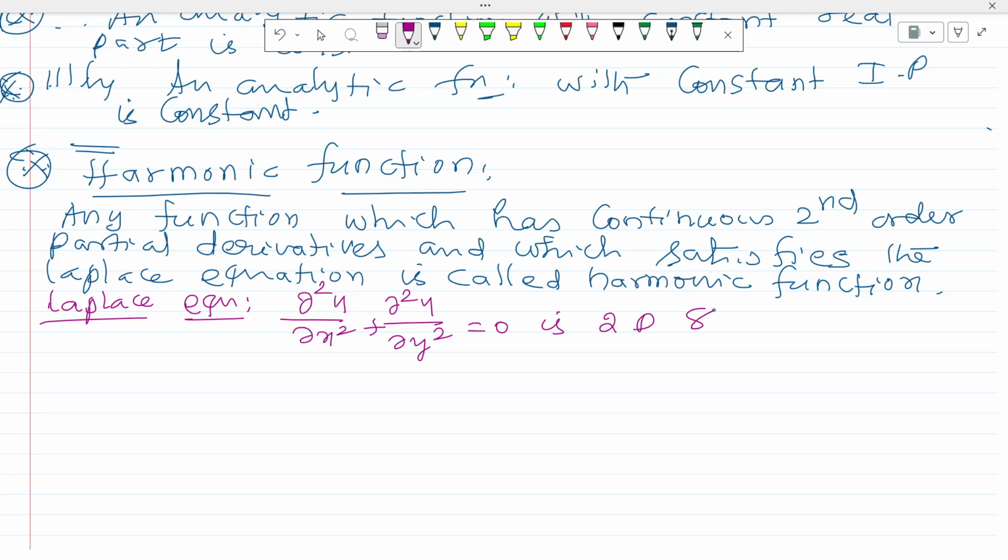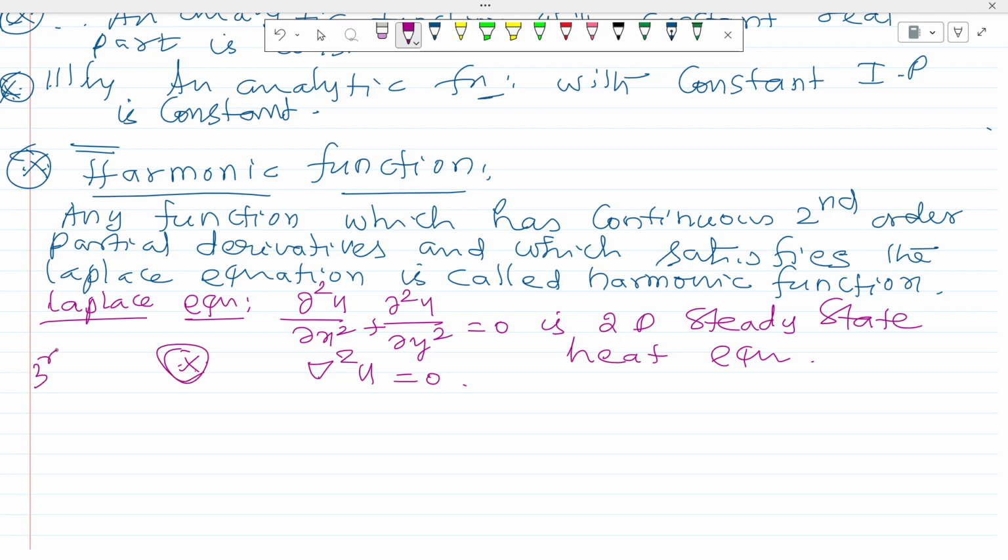the two-dimensional steady state heat equation. Simply we can say it is del square u equal to 0. It is very important one. You will study in the third semester. The proof and everything, solution, everything we will study in the third semester.